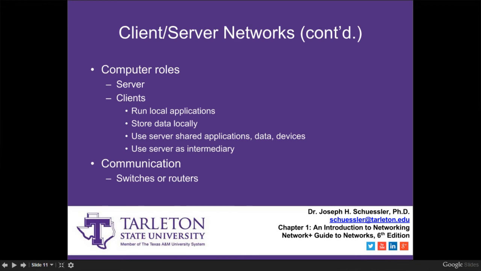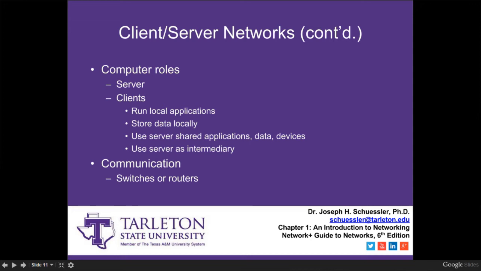So in this environment, the roles are a server and a client. The client is what's going to be able to run local applications and store data locally if the machines aren't locked down to restrict that. But it's also going to be able to run the applications and services and things like that from the server. And again, the server acts as an intermediary. The server is what controls access to those shared applications and devices.